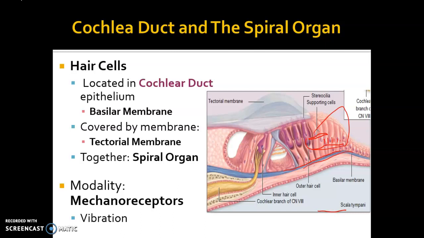Also, I would like to show you the cochlear branch of cranial nerve 8, or the cochlear branch of the vestibulocochlear nerve, in yellow. Can you identify that? So you can see the hair cells are associated with the nerve endings, and the axons of these neurons come together to form the cochlear branch of cranial nerve 8. All right. So this is a zoomed in picture of the cochlear duct and the spiral organ.